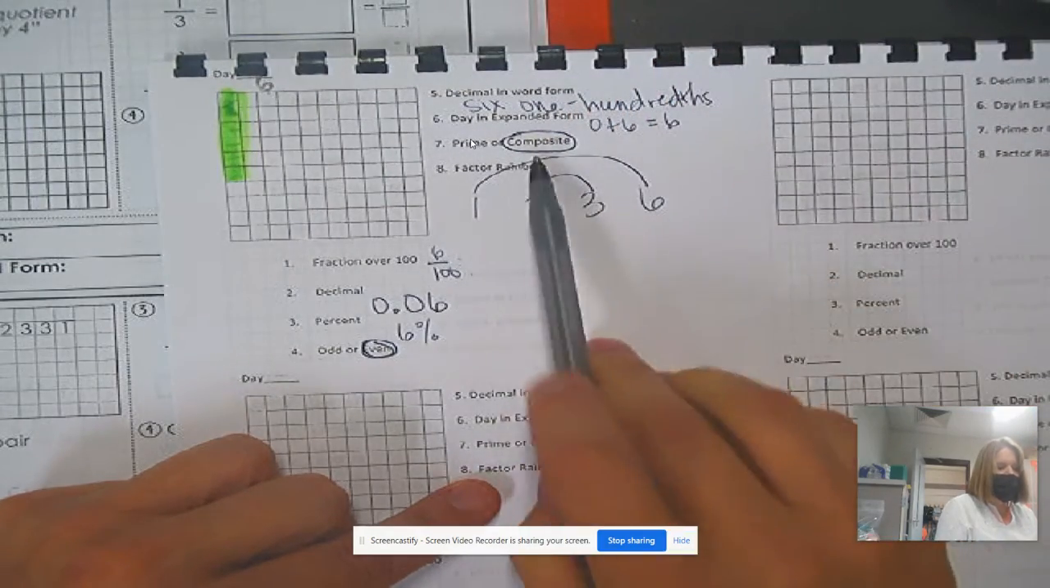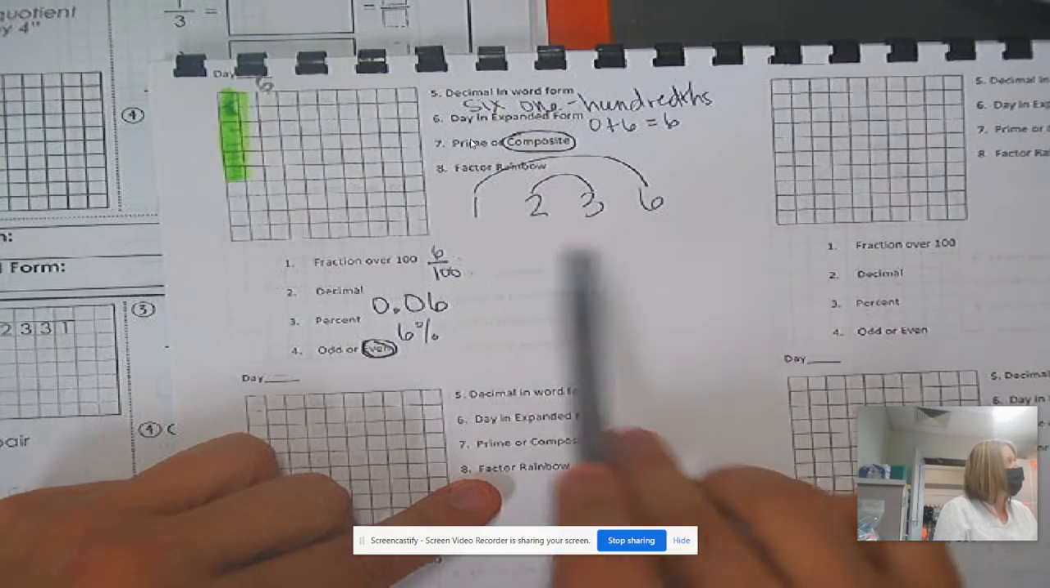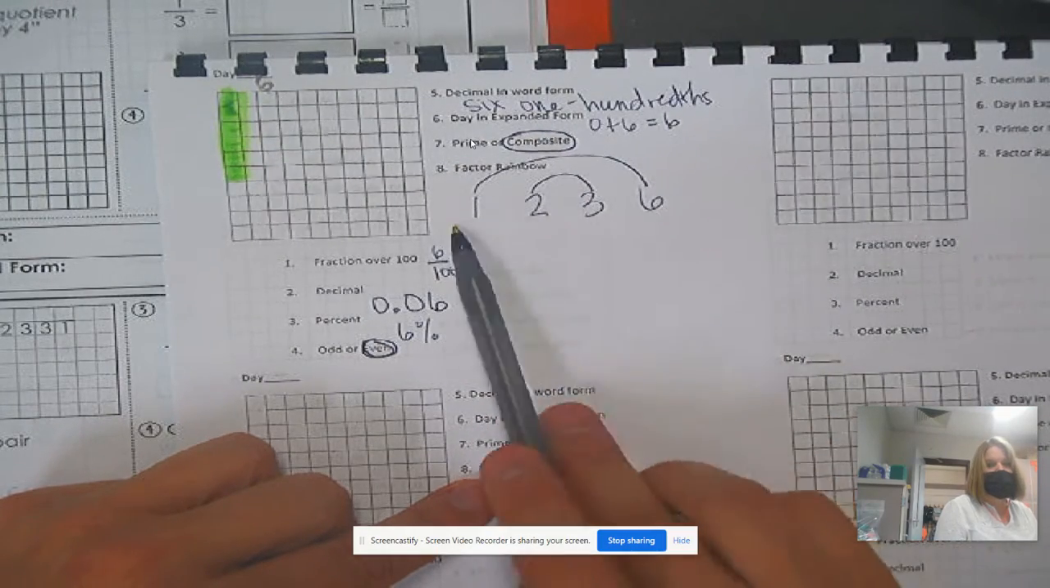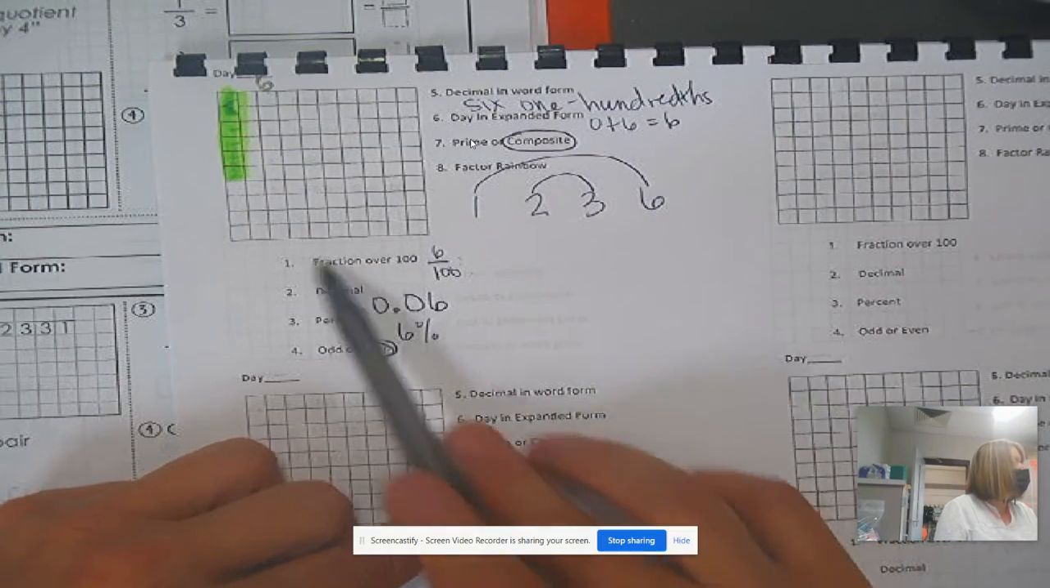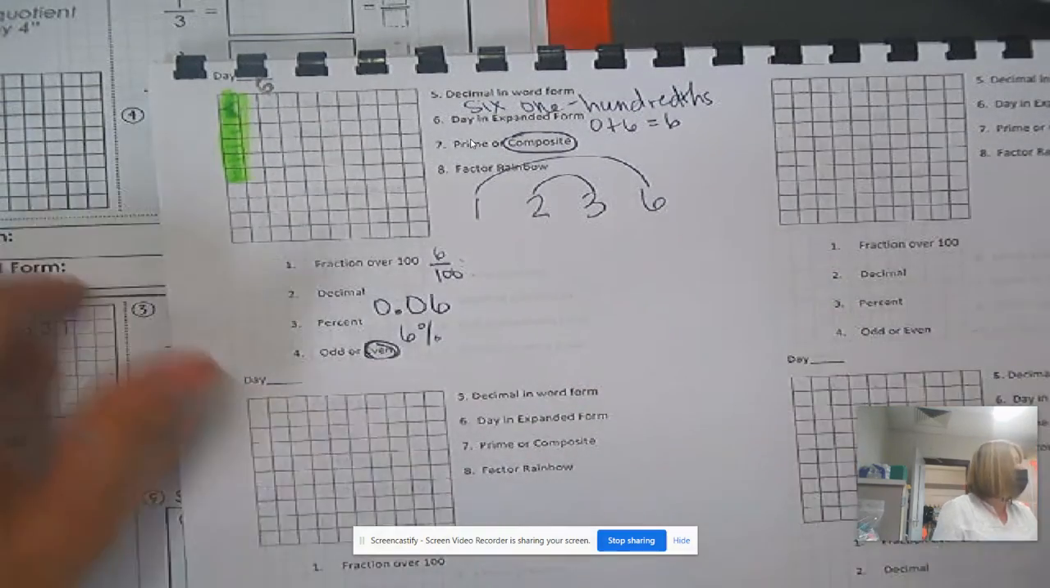So is it prime or composite? It's composite because it has more than just 1 and itself. It has 2 and 3. Okay? Getting easier? Being able to understand? Good. All right, let's look at math tasks.